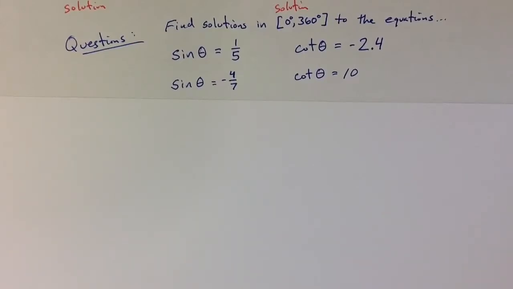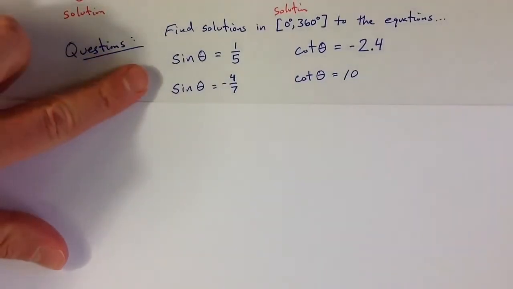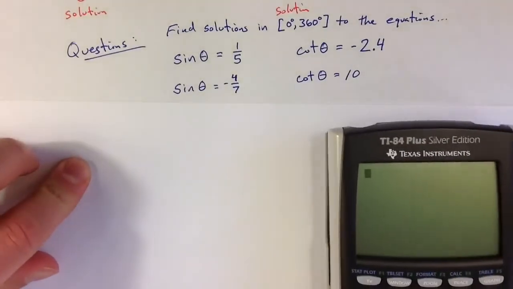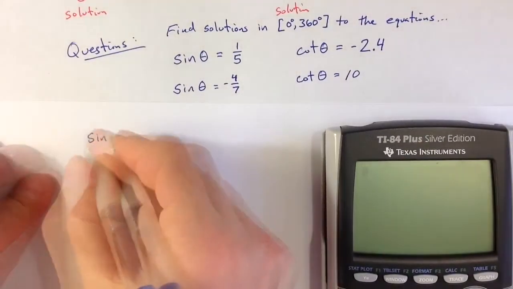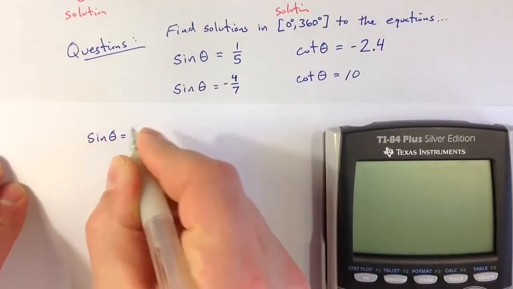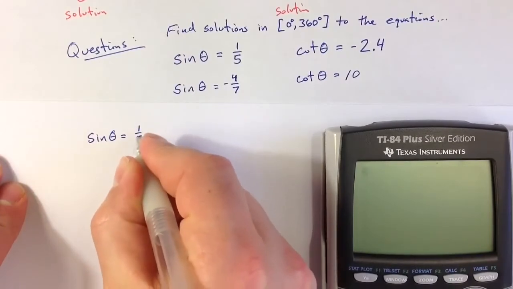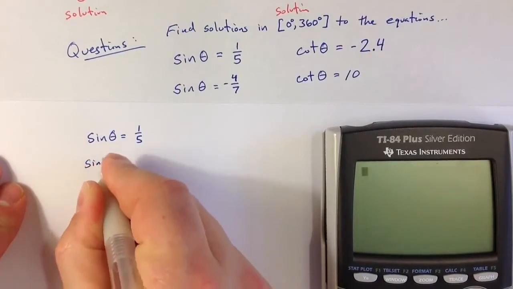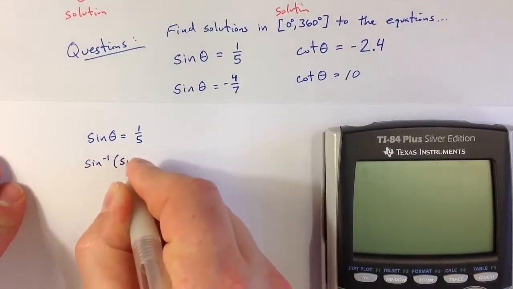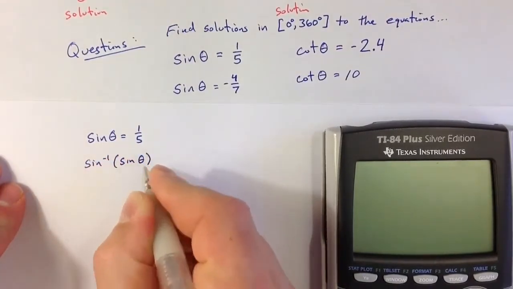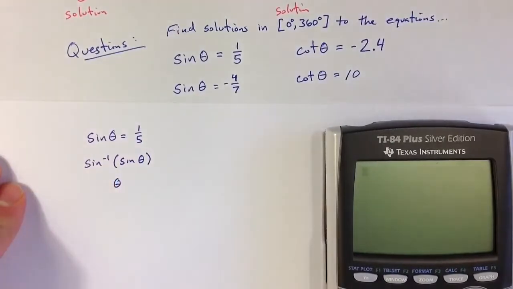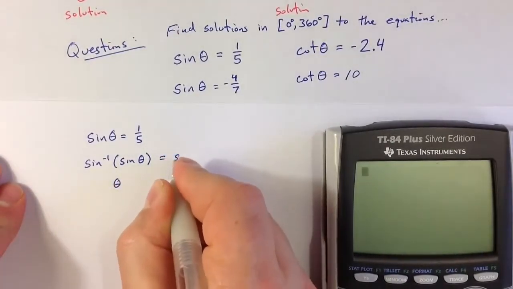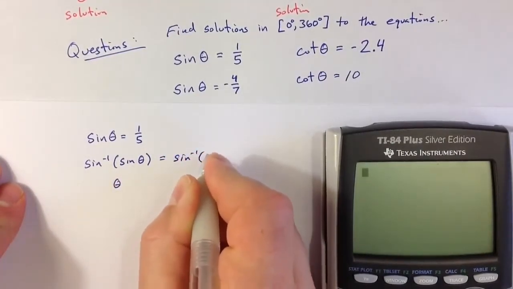I hope you took a few minutes to work on finding solutions to these equations. Let's take a look at what the answer should be. For the equations involving sine, we can use inverse sine to find answers. If I apply inverse sine to the sine function, it returns simply theta on the left-hand side. On the right-hand side, of course, I get inverse sine of 1/5.